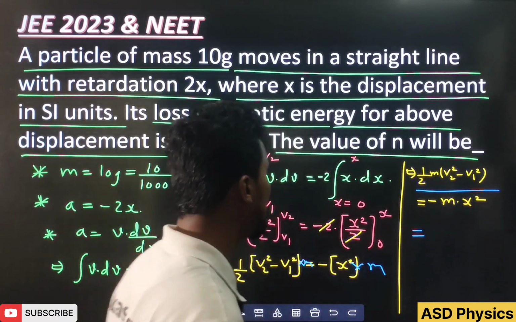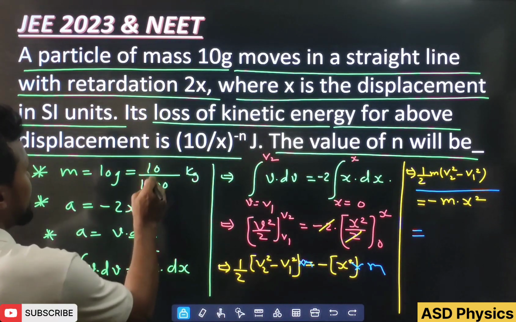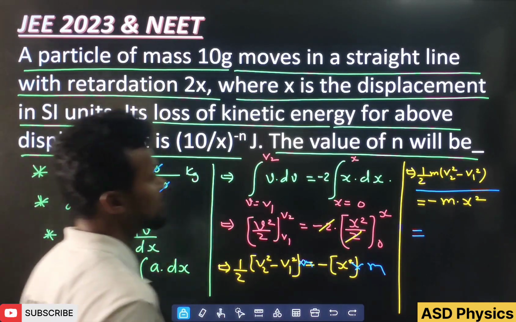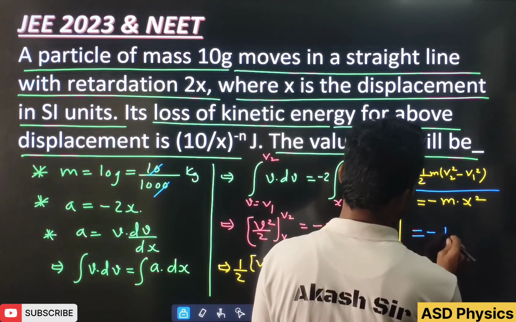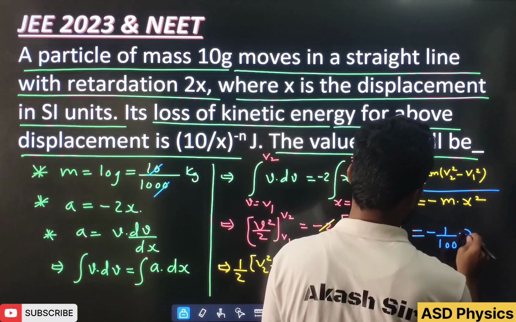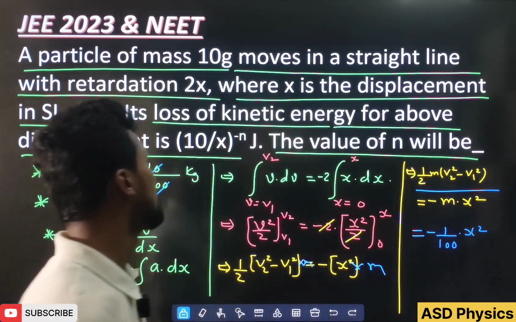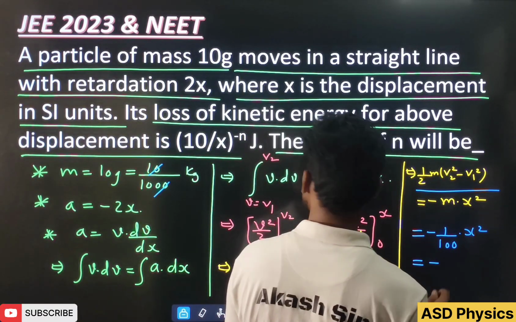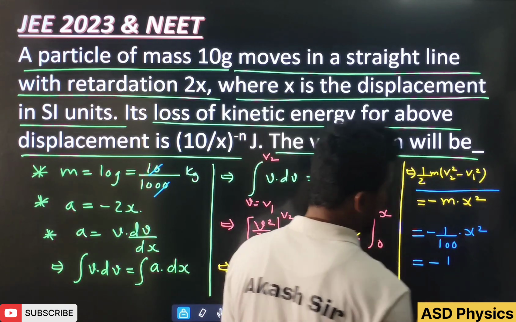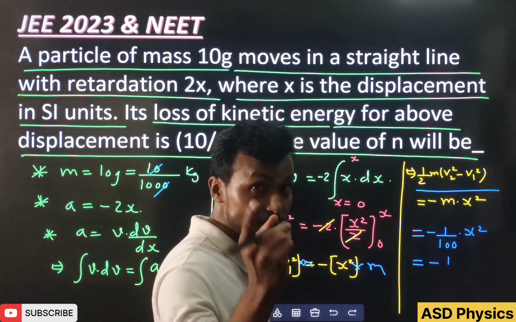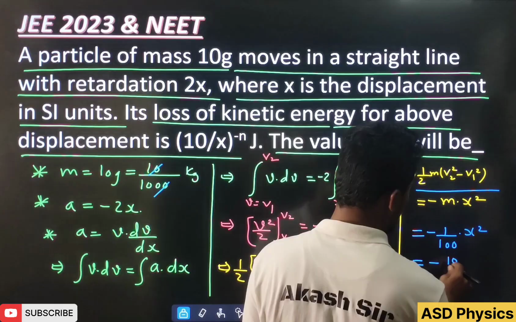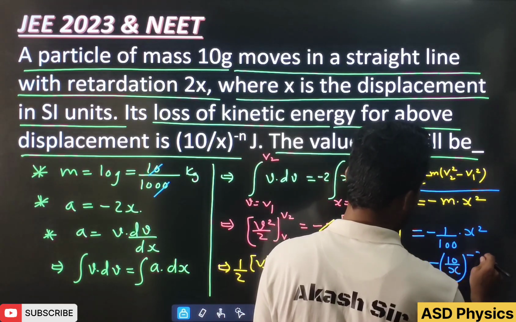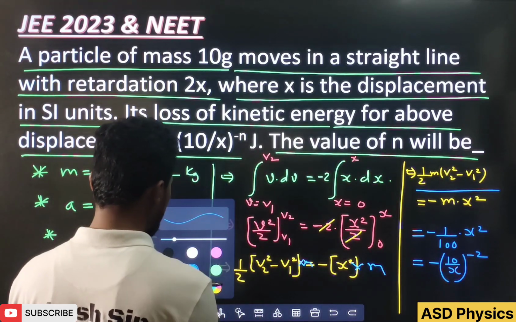Minus m x square. The value of m is 10 by 1000, so the zeros cancel, 1 by 100. So minus 1 by 100 into x square, that is minus 100 by x into x square. So we can write, minus, x by 10 whole square. So we can write 10 by x power minus 2.